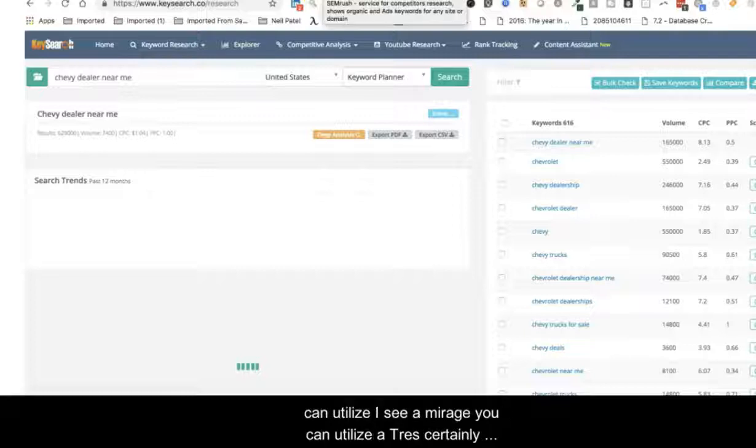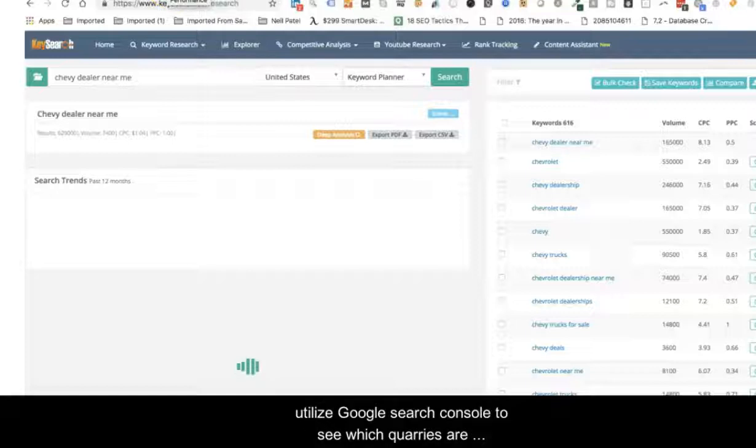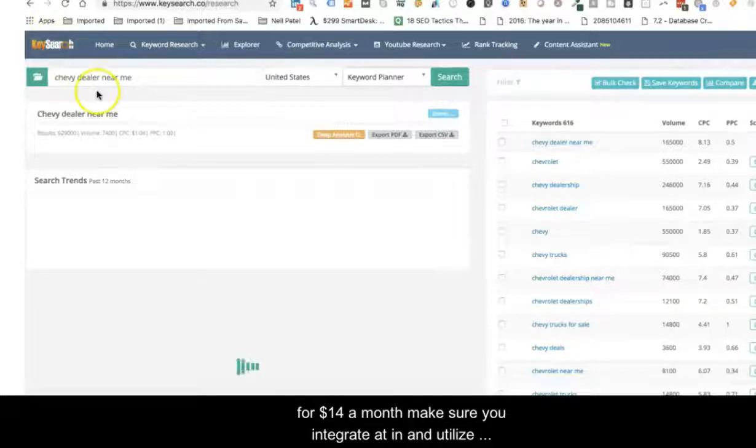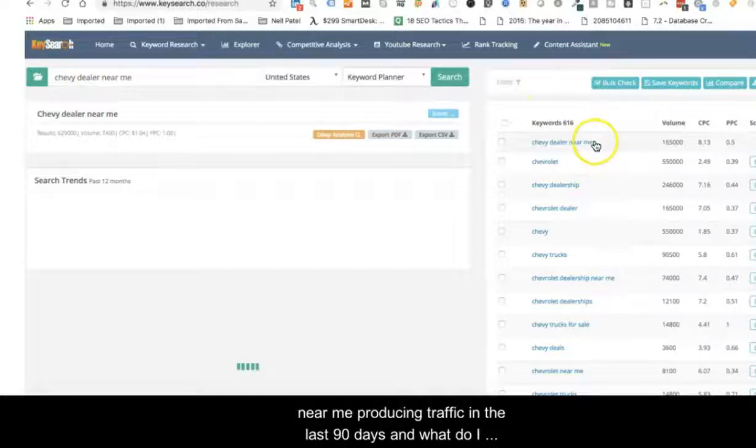You can utilize SEMrush. You can utilize Ahrefs. Certainly utilize Google Search Console to see which queries are bringing you traffic for free. That is a free tool, people, so use it. But before you sign up for $14 a month, make sure you integrate it and utilize everything free. But once you get to this point in your journey and you're searching for, is Chevy dealer near me producing traffic in the last 90 days, and what do I need to change? I can see here it certainly looks like it's producing a lot.